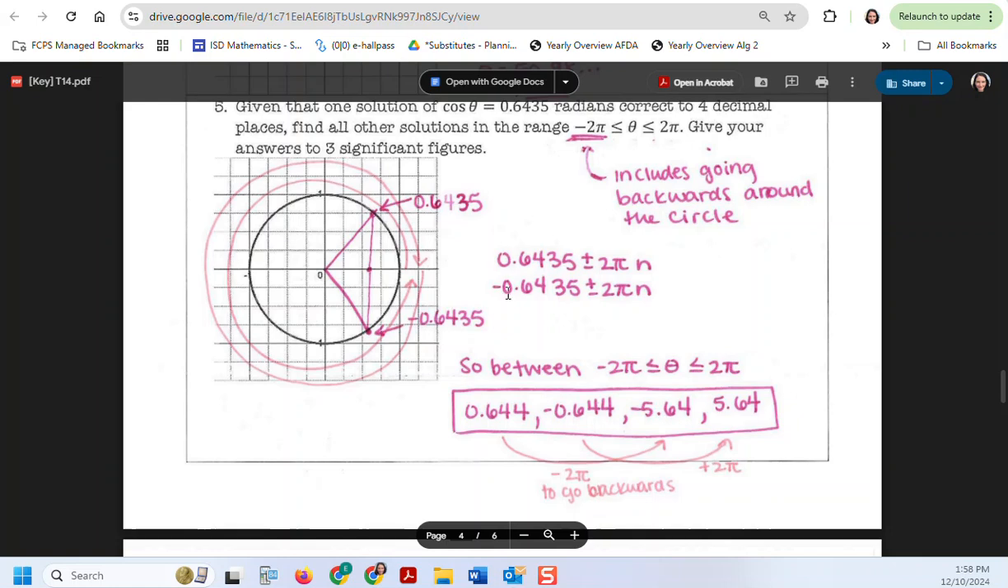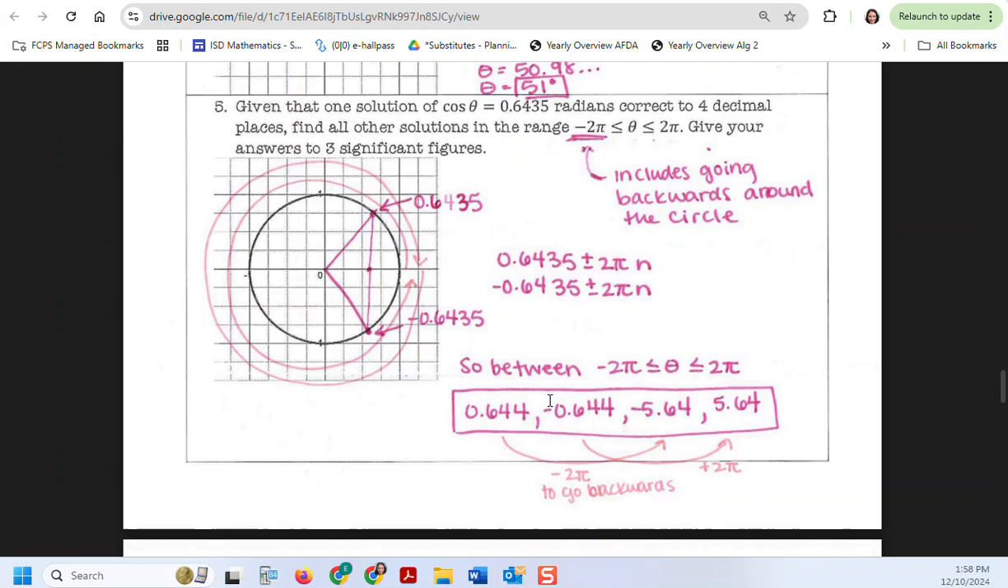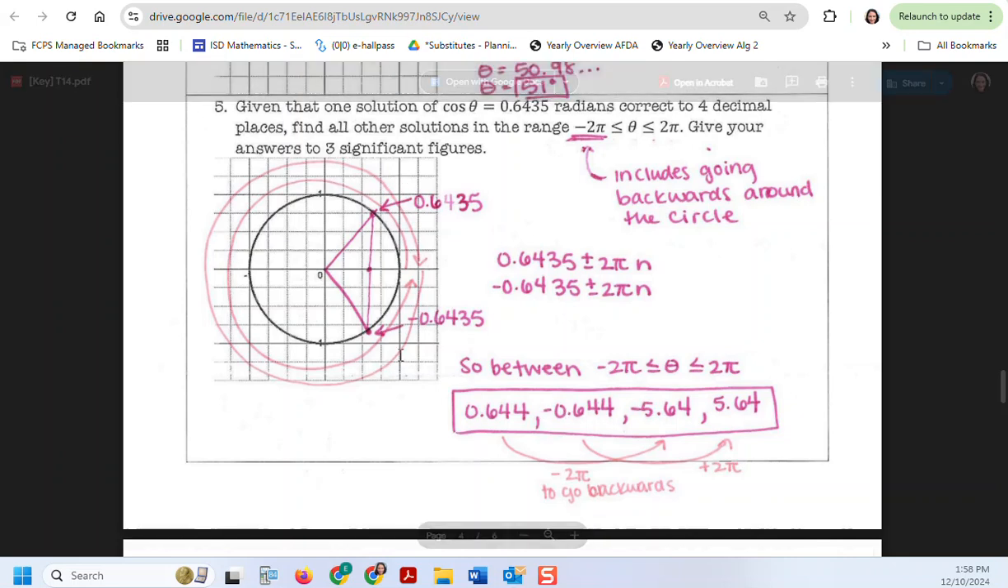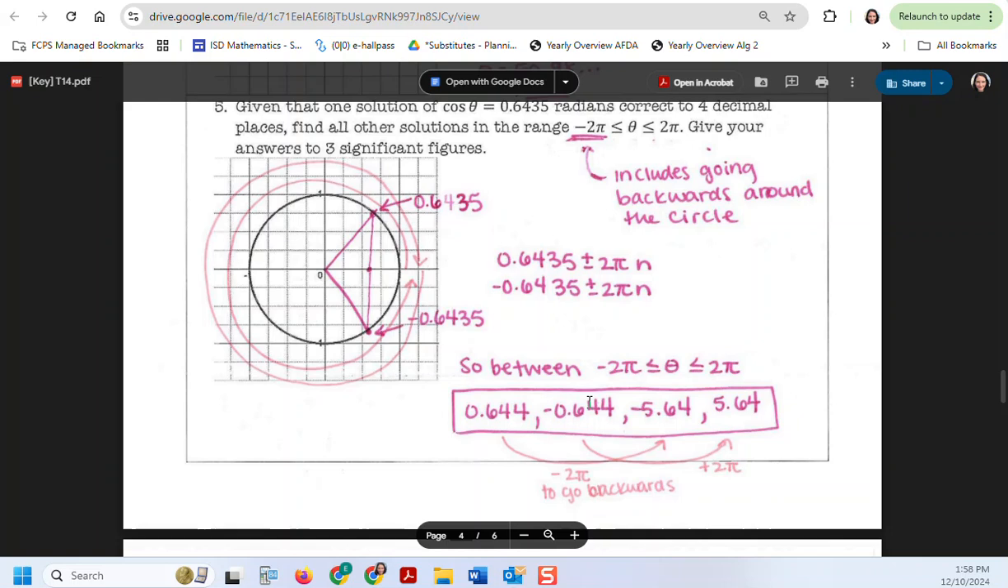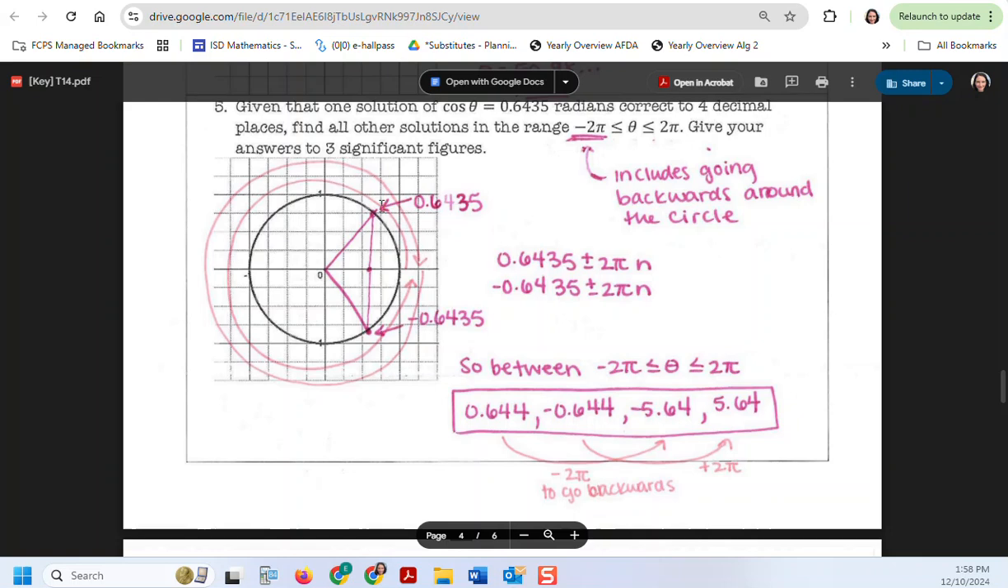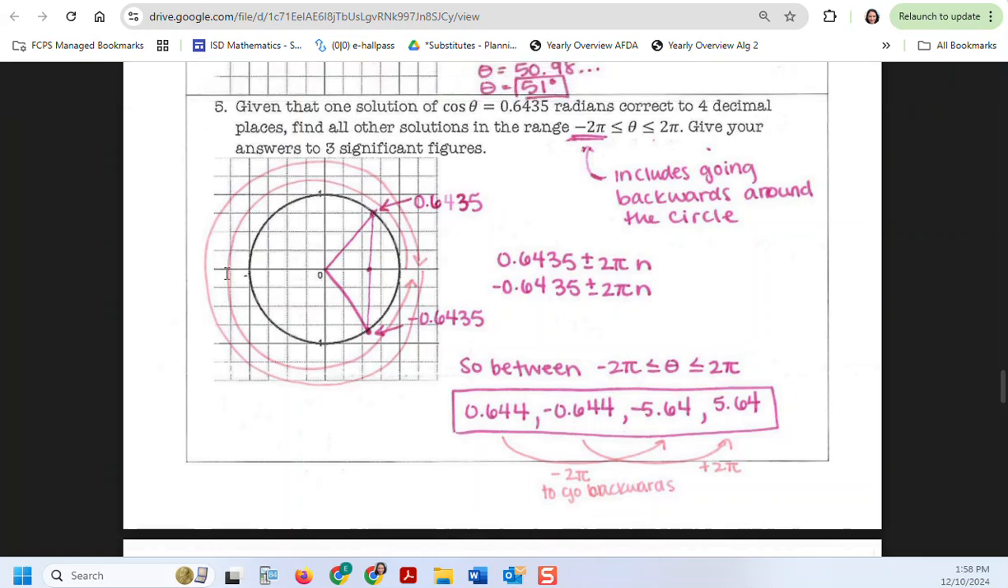And then it takes this negative answer and it also adds 2 pi to it as many times as we need. So these two answers are from here. And if I add 2 pi to each of these answers, I'm still going to be on the interval from negative 2 pi to 2 pi. So let's see, this one here, if I add 2 pi to this one, I get this one. This one is when I start here and I subtract 2 pi, so I'm going backwards.